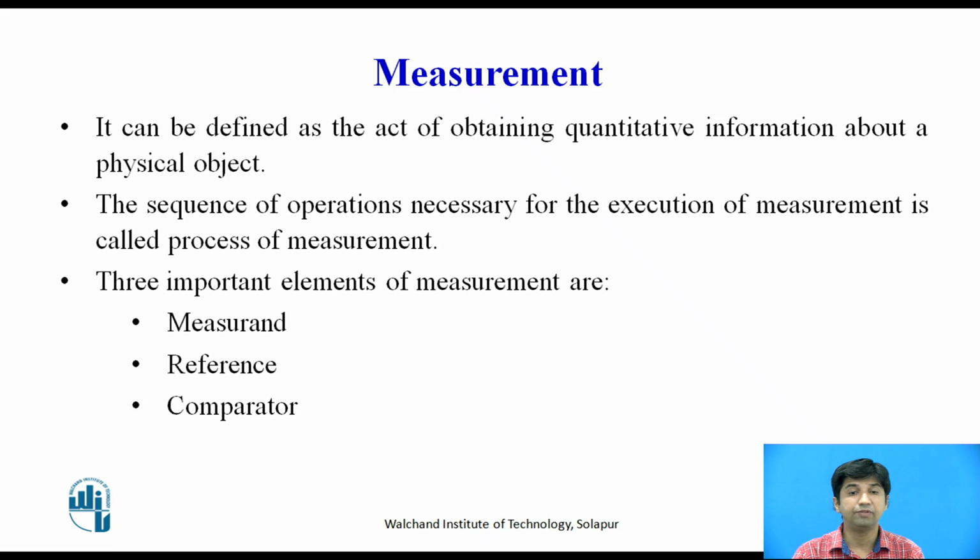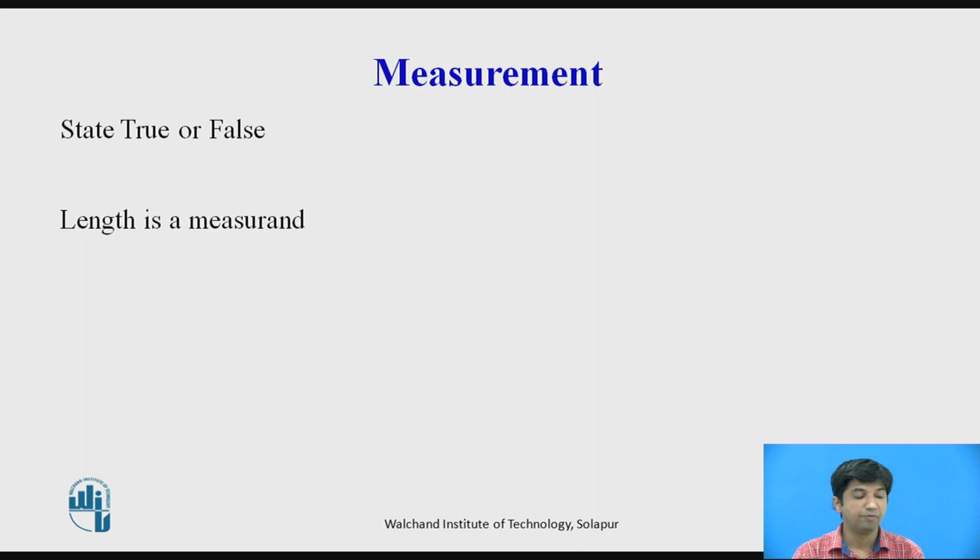Suppose a fitter has to measure the length of an MS flat. He first lays his rule along the flat. He then carefully aligns the zero end of his rule with one end of the MS flat and finally compares the length of the flat with the graduations on his rule by his eyes. In this example, the length of the MS flat is the measurand, the steel rule is the reference, and the eye can be considered as a comparator.